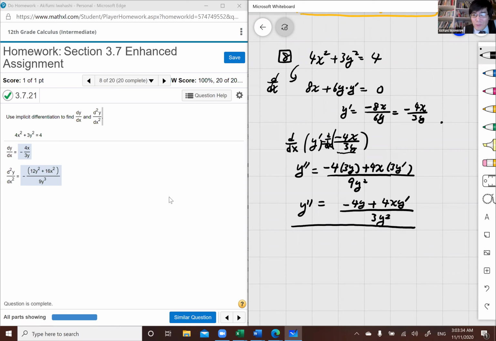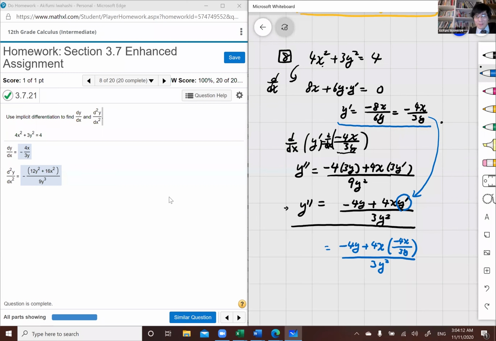Now, you do not want to have a y dash in your final answer. You want to use x and y. Although the problem doesn't say find the answer in terms of x and y, you want to avoid using y dash in your solution. So using the first result, substitute this in here, you want to get negative 4y plus 4x times negative 4y over 3y, all over 3y squared.